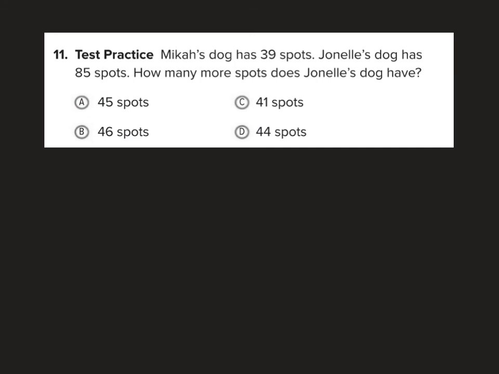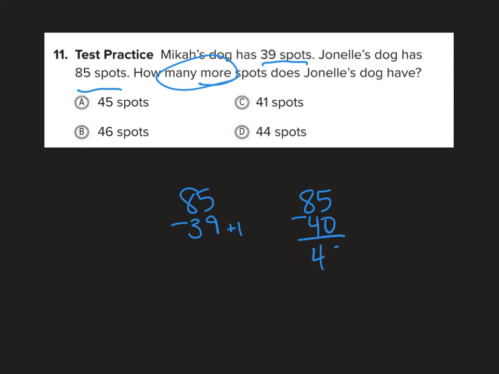All right, let's take a look at this one. Micah's dog, this is the last one on the homework. I'm going to skip the other stuff just because that one page took me so long on the homework. So here we go. Micah's dog has 39 spots. Joannelle's dog has 85 spots. How many more, means we're subtracting, spots does Janelle's dog have? So I'm taking 85 minus 39.